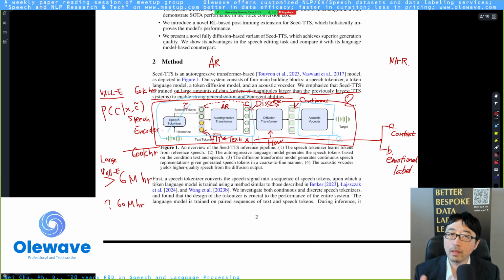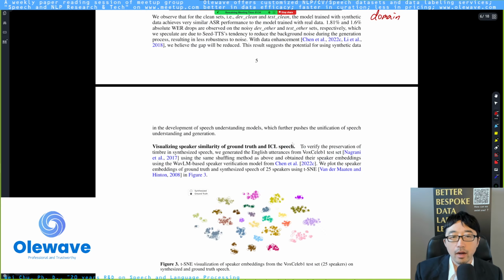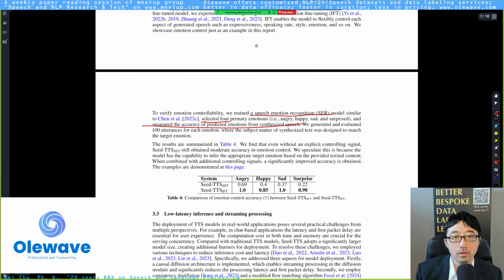But they do benefit from a pre-trained model, because you probably don't have to tune this autoregressive transformer too much. All you have to do is tune this diffusion transformer, to go from discrete signal to continuous signal, and finish the speaking style transfer. This is fantastic. I think I explained how they do these two things.